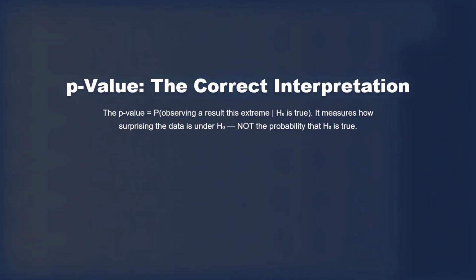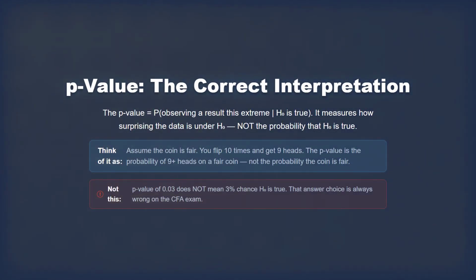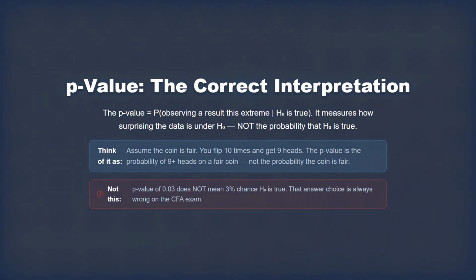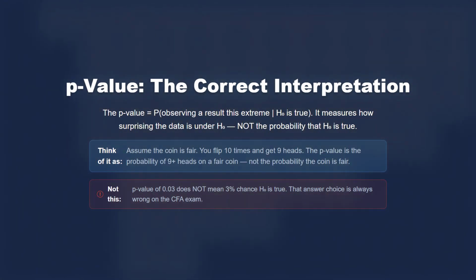The p-value is the most misunderstood concept in all of quantitative methods, and the CFA exam tests this misunderstanding directly. The exam tests exactly one thing here. Do you know what the p-value actually measures? A p-value of 0.03 does not mean there is a 3% probability that the null hypothesis is true. That is the classic wrong answer.